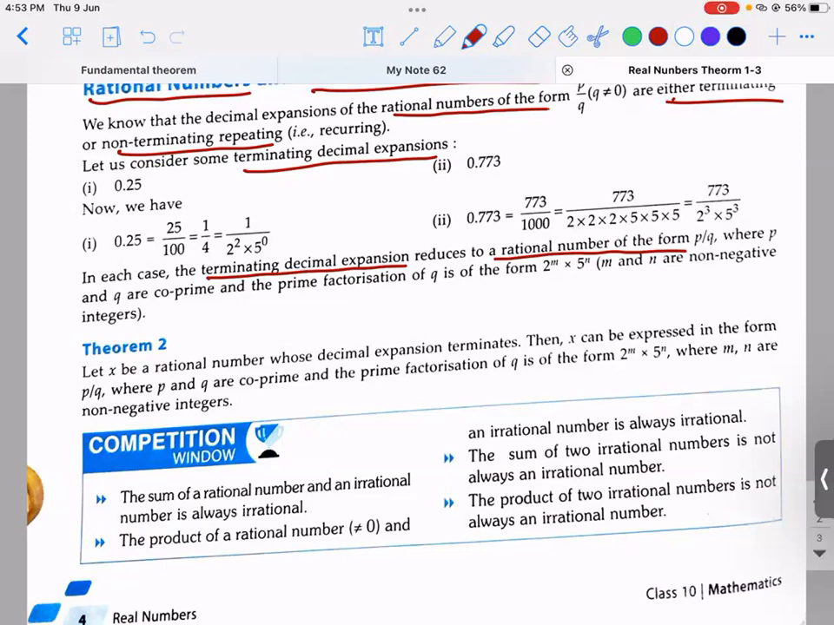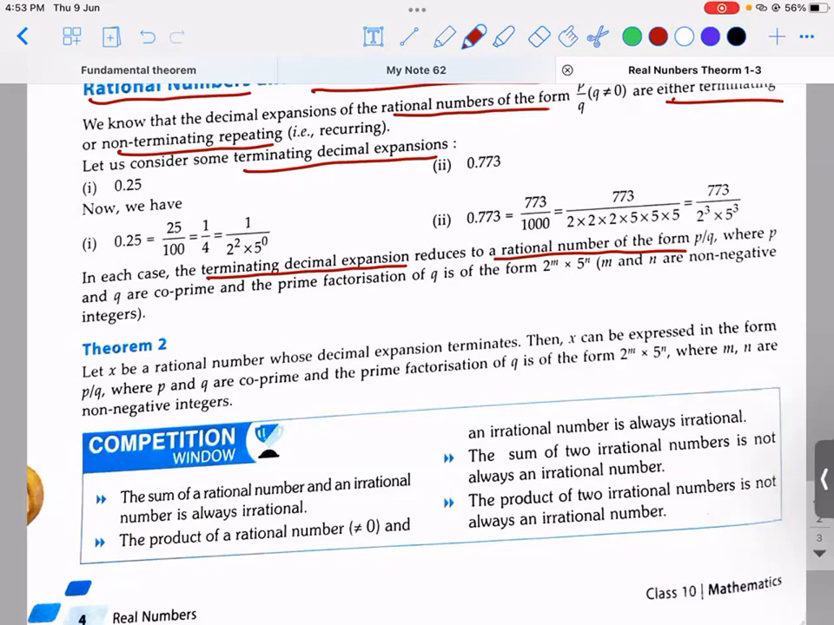For example, if you get something by 100, how will you write it in terms of 2 and 5? 100 is basically 4 into 25. So 2 square into 5 square. So when in the initial step itself you have co-primes in such a way that the denominator is undisturbed, then you will write it as 2 power something into 5 power something. For example, 10 is 2 power 1 into 5 power 1. 100 is 2 power 2 into 5 power 2. 1000 is 2 power 3 into 5 power 3. 10,000 is 2 power 4 into 5 power 4. So the powers will be the same when the denominator is undisturbed.